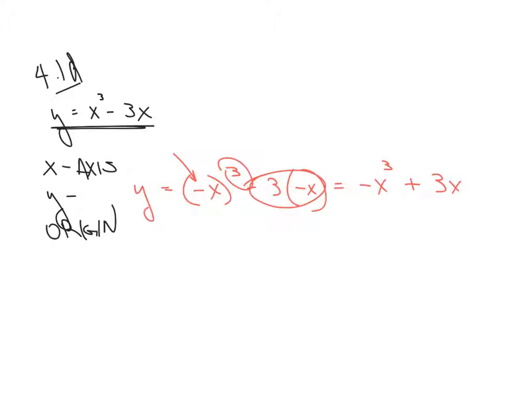So now what we do is we look and say, okay, is this equal to our original? Okay, no it is not. So therefore it's not symmetric to the y-axis. Okay, so let's see if it's symmetric to the origin. And this is where we replace x with negative x, and y with negative y. All right, so this is what it's going to look like.